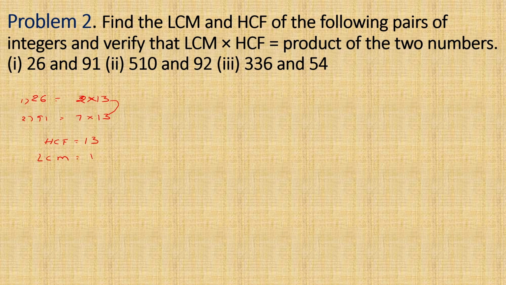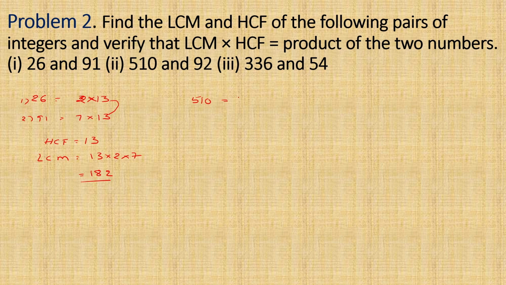LCM means 13 into 2 into 7, that is 182. So next 510 comma 92.